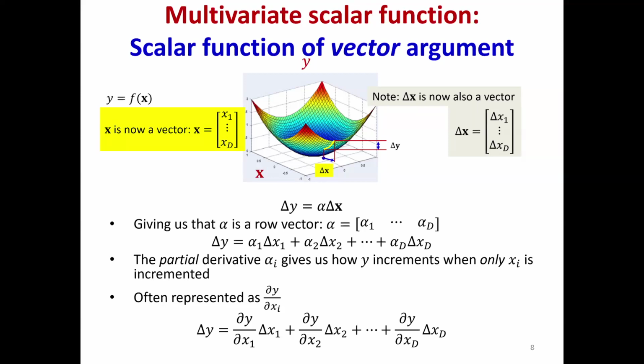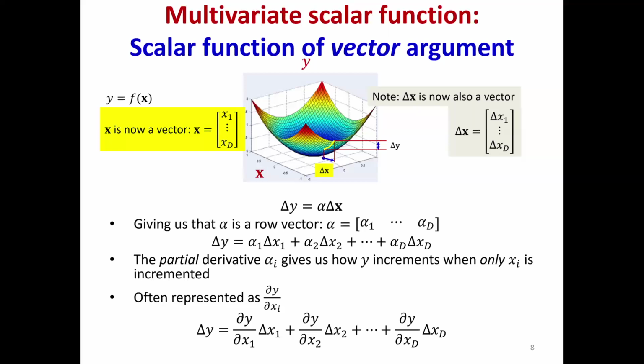So given this, what is alpha going to look like? Delta x is a column vector. Delta y is a scalar. So what does alpha look like? Row vector. Alpha is going to be a row vector. So in this case, alpha is going to have this form, alpha 1 through alpha n. And I can write delta y equals alpha 1 delta x1 plus alpha 2 delta x2, and so on. So here's the thing. When your argument is a column vector, the derivative is going to be a row vector.